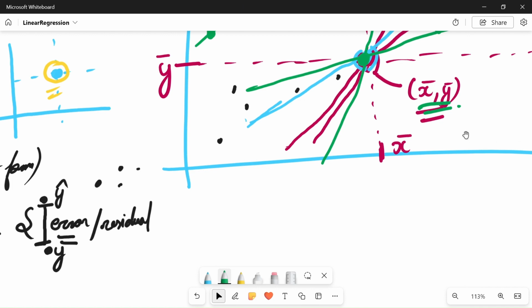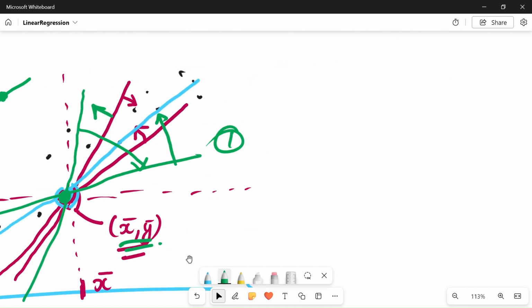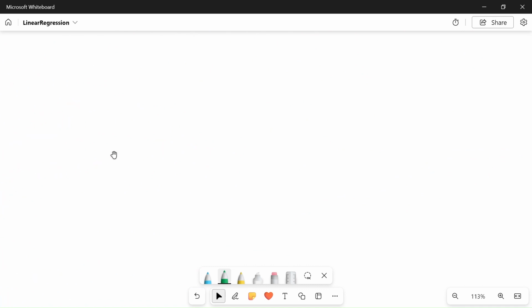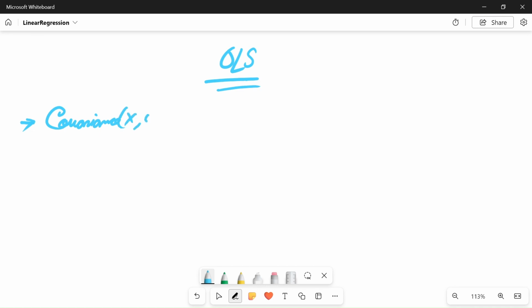Let's make some screen real estate first. Let's have some blank space to start with. And the first thing that I will do is write the formula, of course. Okay, so the formula, let me commemorate this before I start the discussion. The literary formula for OLS is the covariance between the variables x and y divided by the variance of x, right?